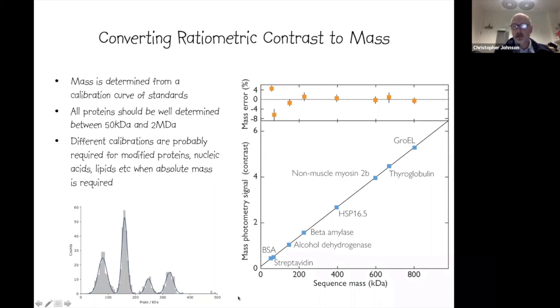Here you can see a variety of proteins showing the mass against the generated contrast. So mass can be determined from the calibration of the instrument using proteins or the molecule that you're interested in of known molecular weight. The lower limit for mass determination is about 50 kilodaltons. And the upper limit, well, we haven't really explored that, but it's certainly 2 megadaltons or beyond. If you want to look at nucleic acids or modified proteins, such as glycosylated proteins, then you need to have a different calibration curve because the polarizability of these molecules is slightly different from the polarizability of proteins. So one would have to generate a different calibration curve.